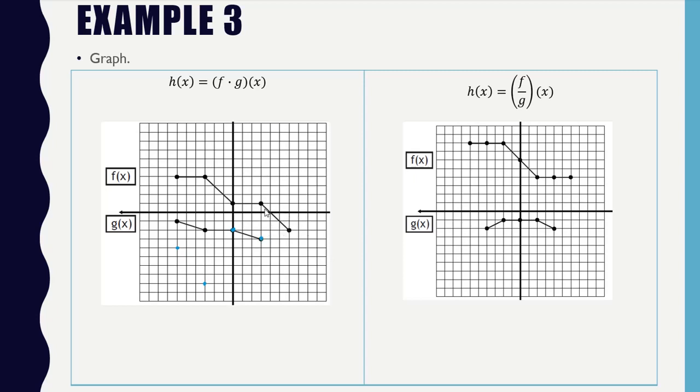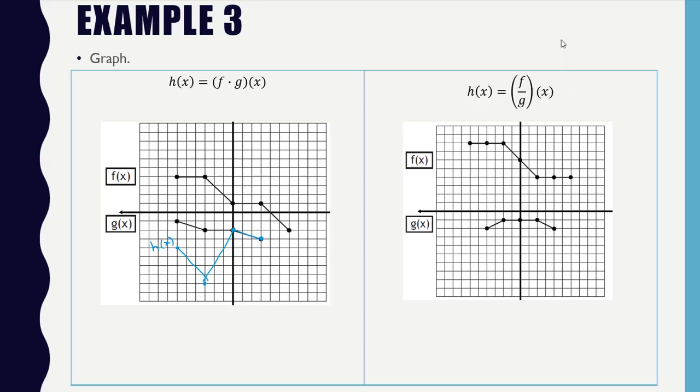And then here, this graph extends beyond what g of x is, so we won't go any further. So we'll just connect these with a nice straight line. And our graph of h of x is complete. Okay, let's look at the second one.